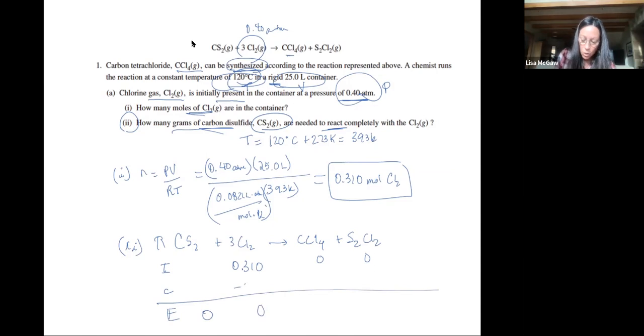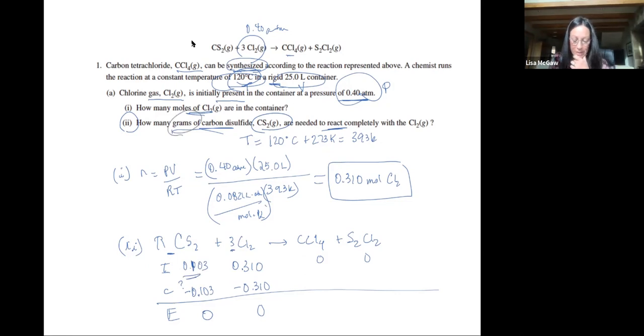If I'm going to use all of this 0.310, how much CS2 am I going to have to use? For every 1 CS2, it takes 3 times as much chlorine. So I need to take this 0.310 and divide it by 3. When I do that, I come up with 0.103. So I must have started with 0.103 moles. Oh wait, they didn't ask me moles. I better go back and read my problem again.